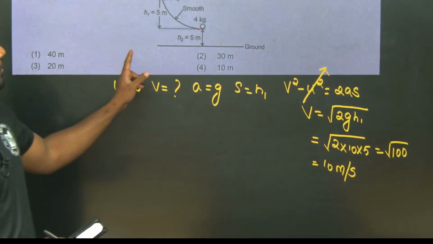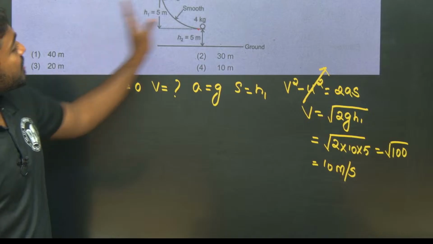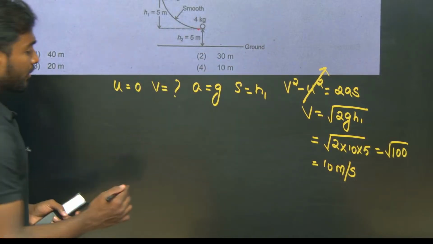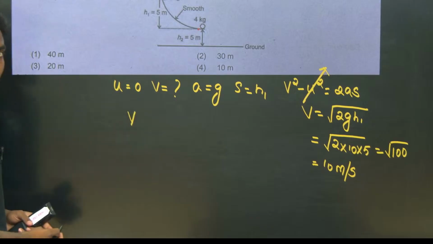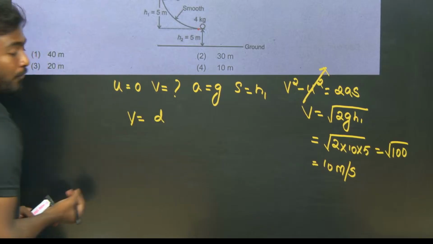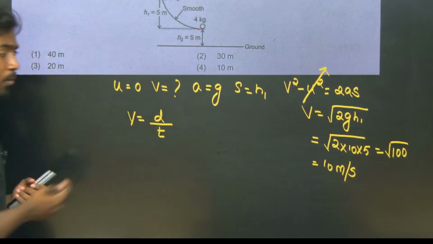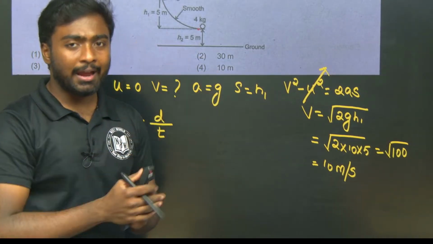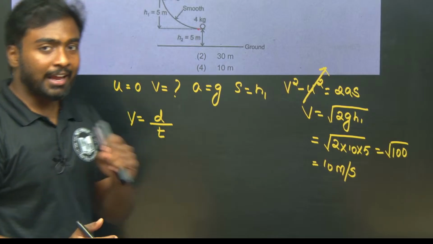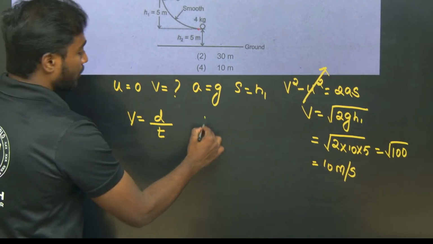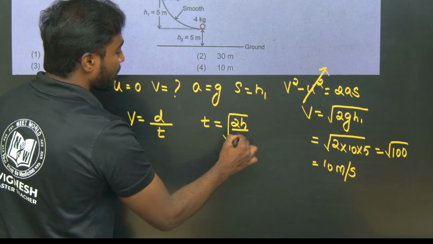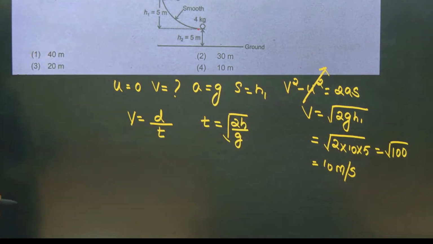I need to find the horizontal distance, right? Horizontal distance means velocity I know, distance I need to find, but time is needed. What is the time? When a ball is falling from the height h, the time is t equals under root of 2h by g. Okay.